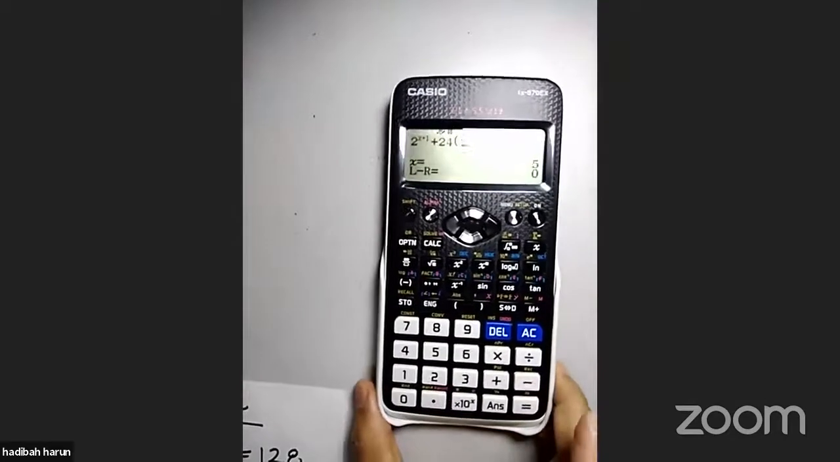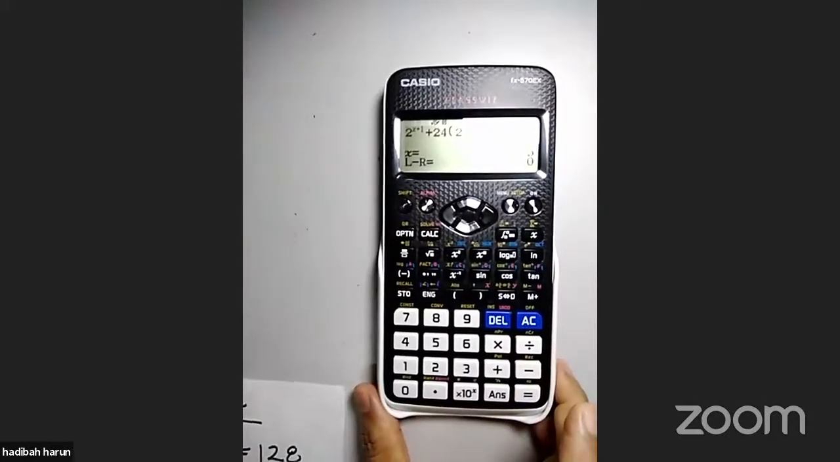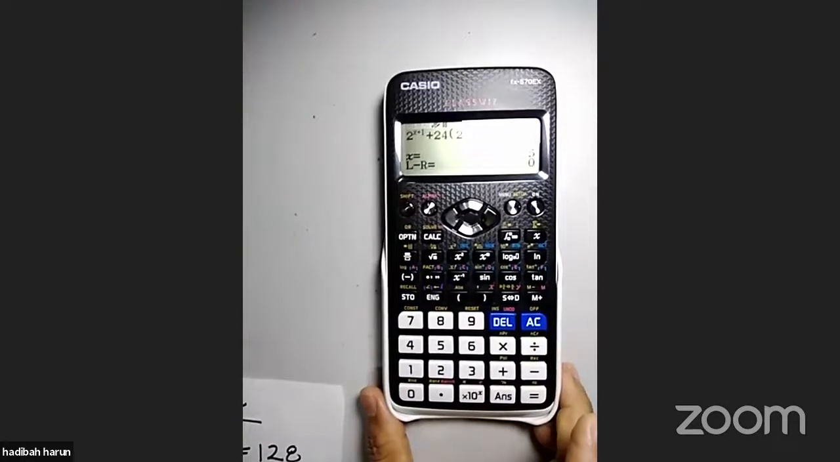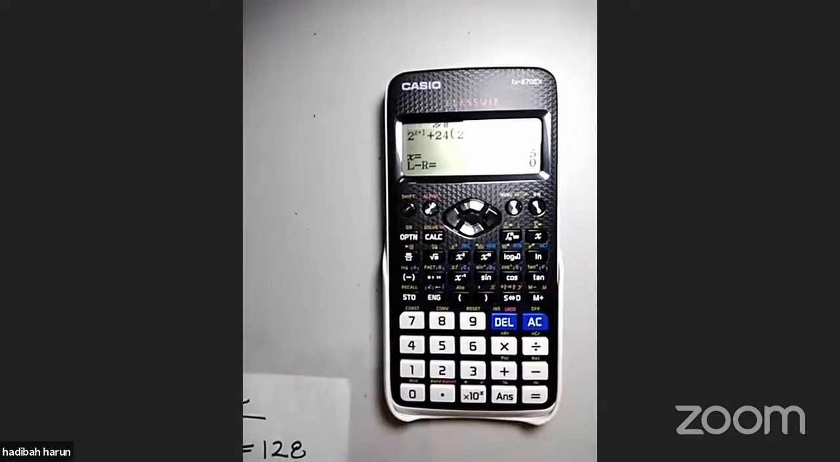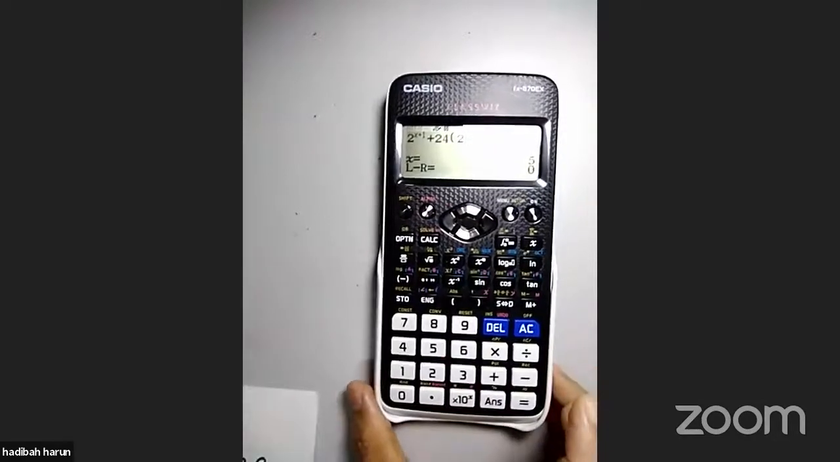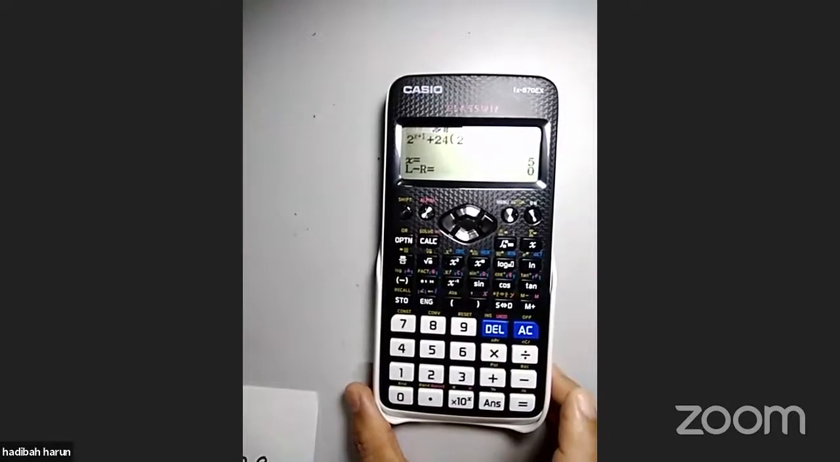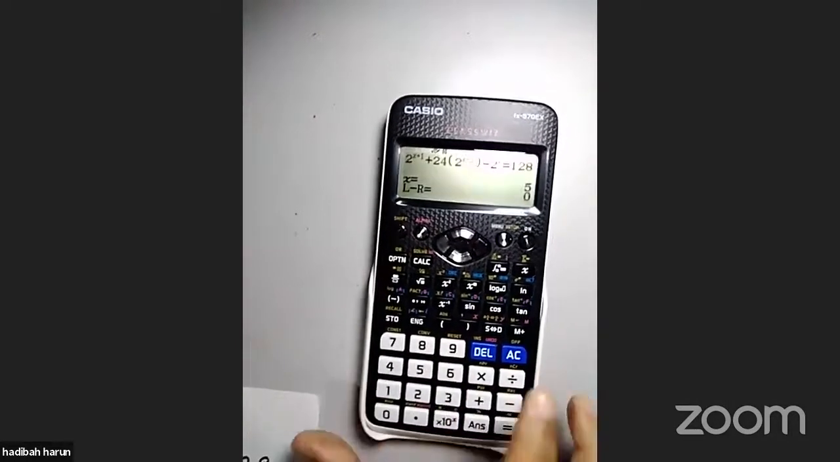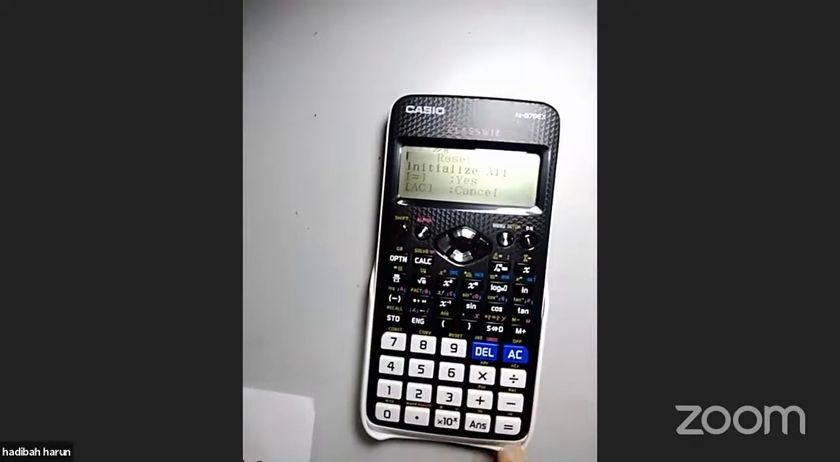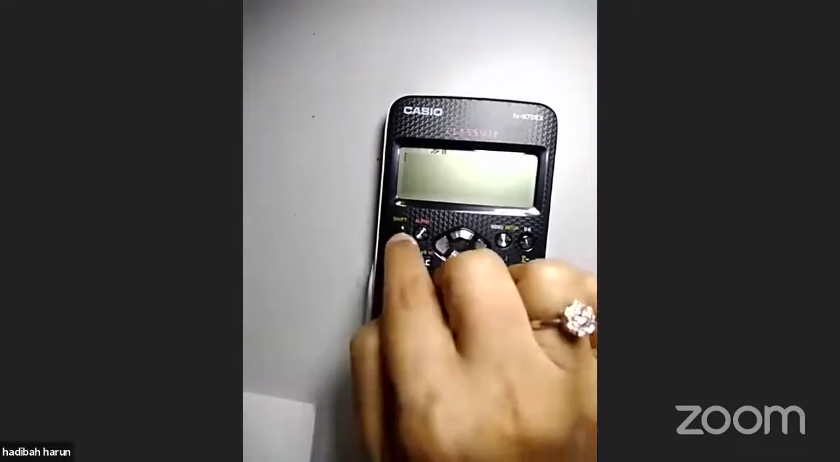So the answer is x equals 5 and left equals right. As I said, left minus right equals 0. That means it is perfectly correct. So this is the first calculator that I have used, which is the fx-570EX. Shift, clear, clear all. I'm afraid because the memory will still be there.